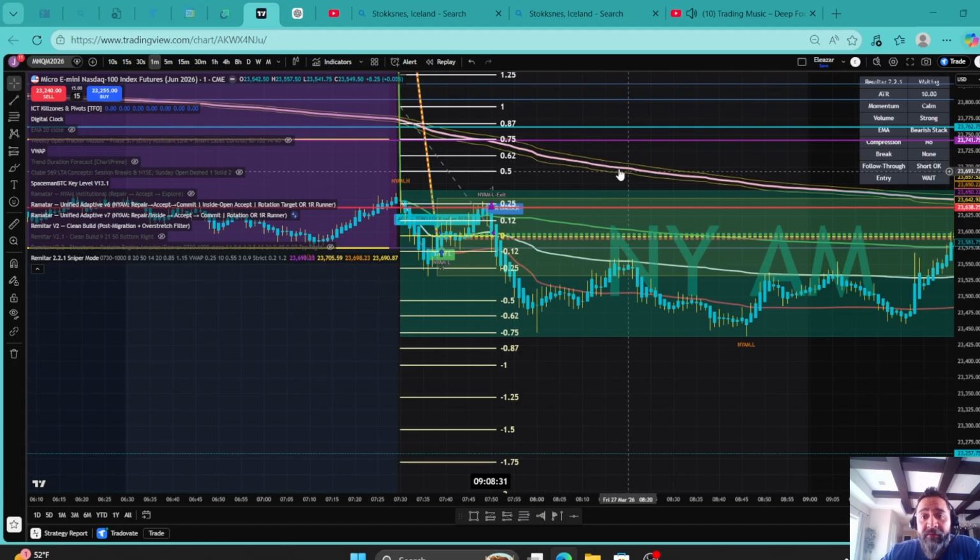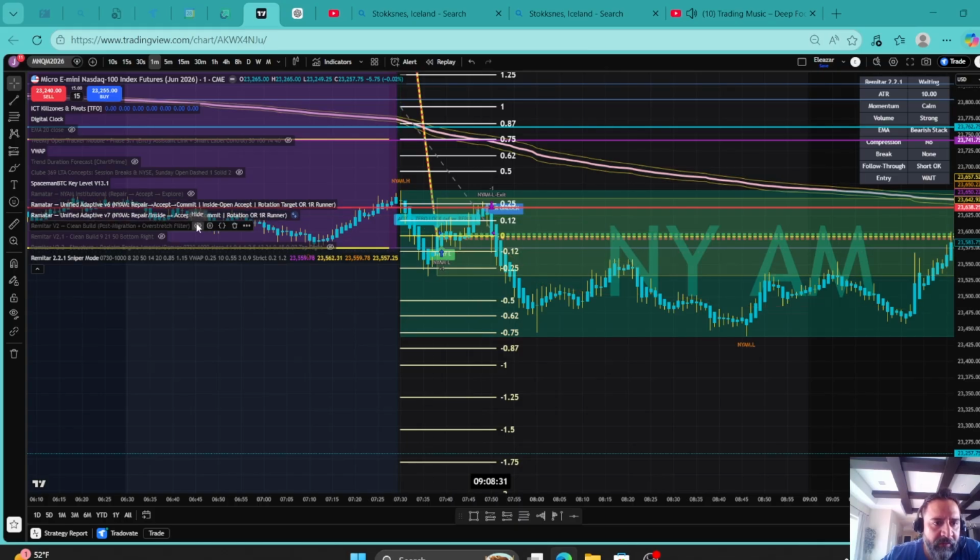Could VWAP be involved? If VWAP comes down to this here, yes, absolutely. If price were to come back up here and then comes through here, that's not the real move. It's got to be from a rejection from the bottom side, excuse me. And so let me go ahead and remove my Remitar 2.0. The other thing that I want you to notice here is my Remitar 2.1.